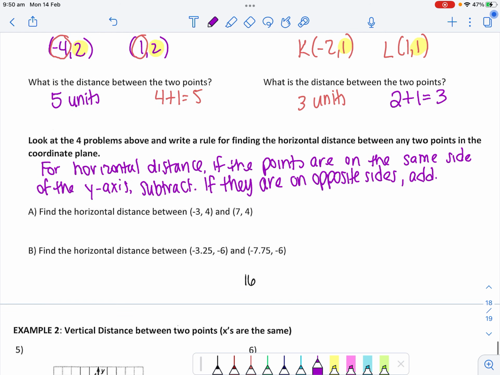So now it says find the horizontal distance between -3, 4 and 7, 4. So my y coordinates are the same. I have 1 positive and 1 negative, so I'm going to add. 7 plus 3 is 10 units.